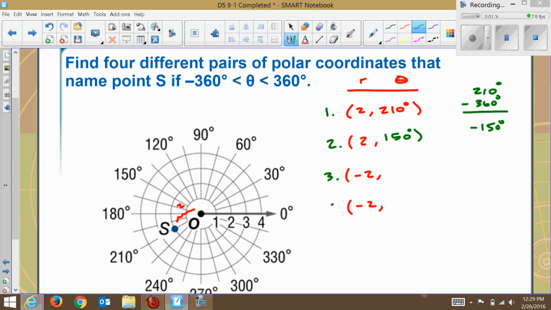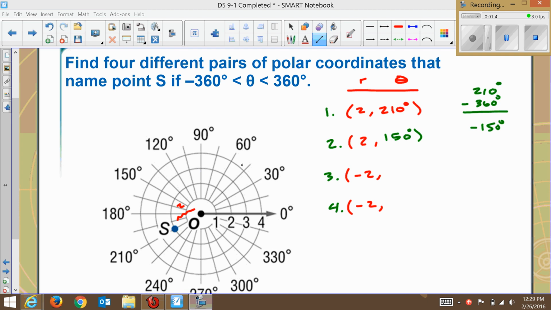Now let's find the third and fourth way. The third way, rather, would be to write it from negative 2. If I go straight across, this makes a line coming this way. If I went 2 units straight across, I would come up with 30 degrees. So I could also write this as negative 2, 30 degrees.